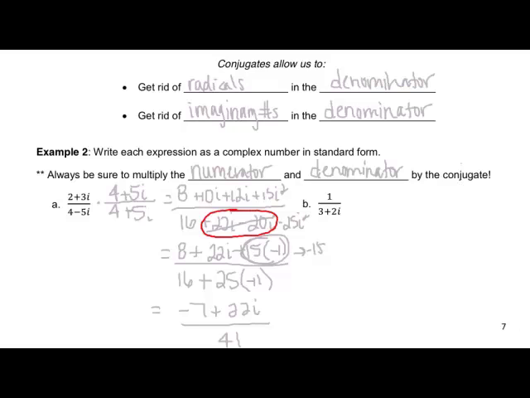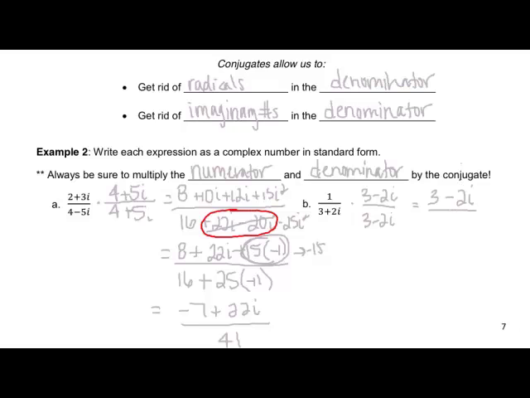So for part B, we have 1 over 3 plus 2i. Again, we're going to multiply by the conjugate. So I have times 3 minus 2i. Now in the numerator, I just have 1 times 3 minus 2i. 1 times 3 is 3. 1 times negative 2i is minus 2i.